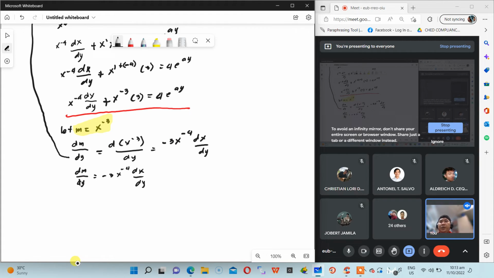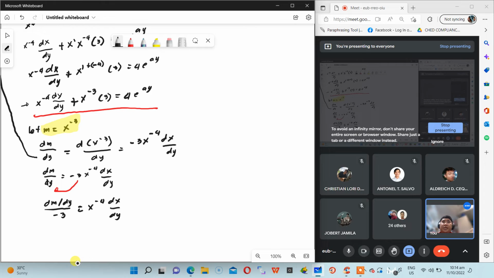So, what will we do here? Divide by negative 3. Why do we divide? To match the first term. Okay, very good, Aldrich. So we have dm over dy over negative 3 equals x raised to the power of negative 4 dx over dy. Since we already get this, we can substitute this part on the first term.